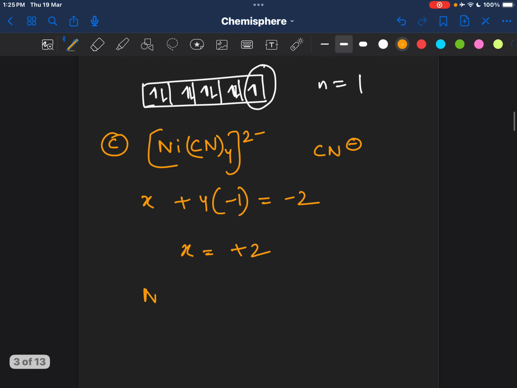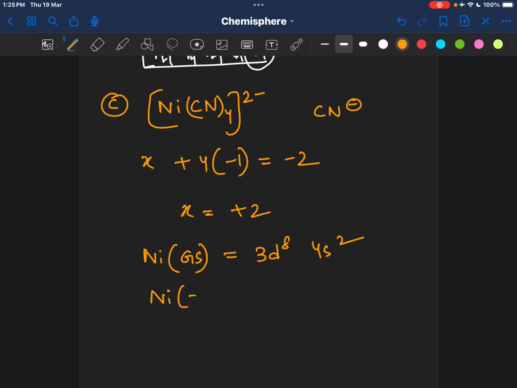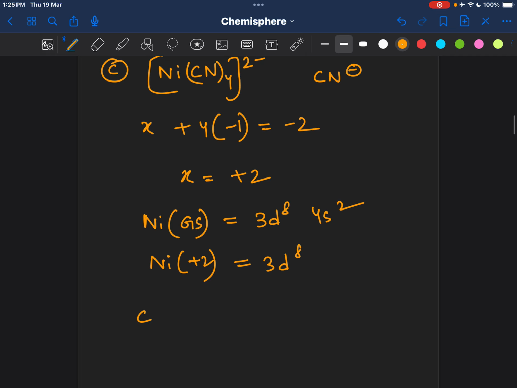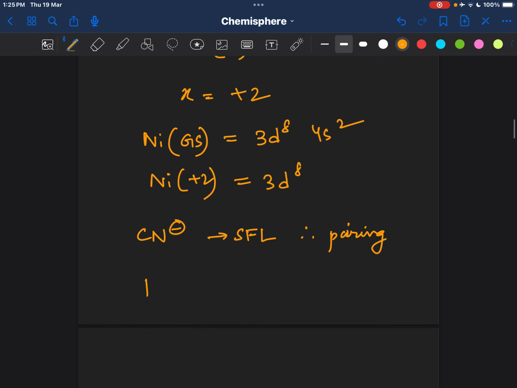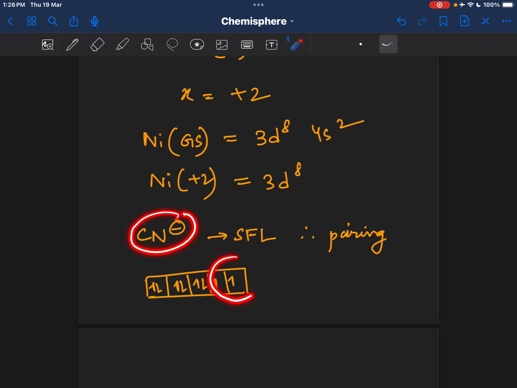Okay, we know that nickel in ground state configuration is 3d8 4s2. So nickel in plus 2 state will be 3d8. Here the ligand is CN minus, which is a strong field ligand, so it will cause pairing. Let us see 3d8 without pairing first: 1 2 3 4, 1 2 3 4 5 6 7 8. Now because of the presence of a strong field ligand, these two are going to pair up.